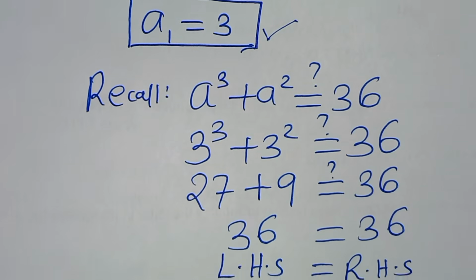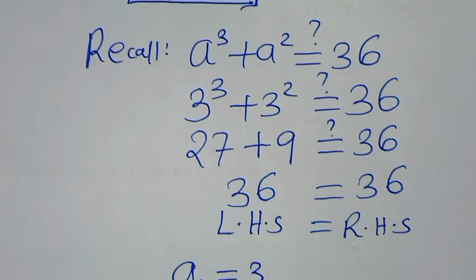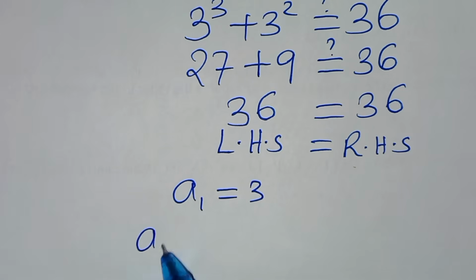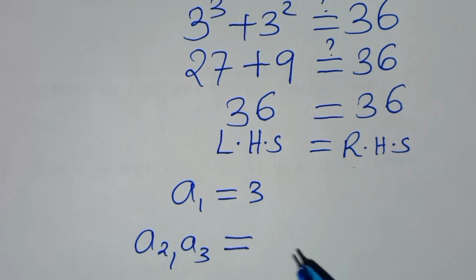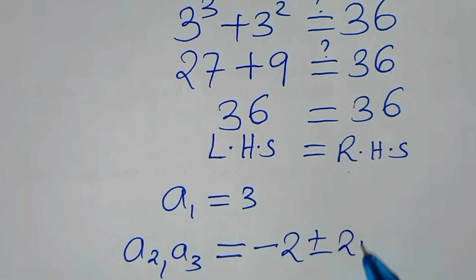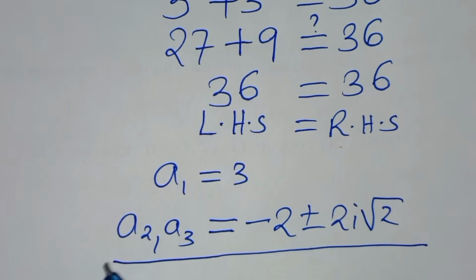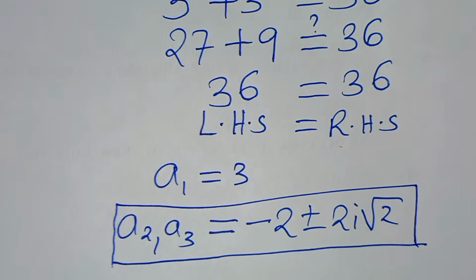So we have 3 solutions to this problem: a1, which is 3, the real solution, and a2, a3, the complex solutions, which are minus 2 plus or minus 2i square root of 2. These are also solutions to this algebra problem.